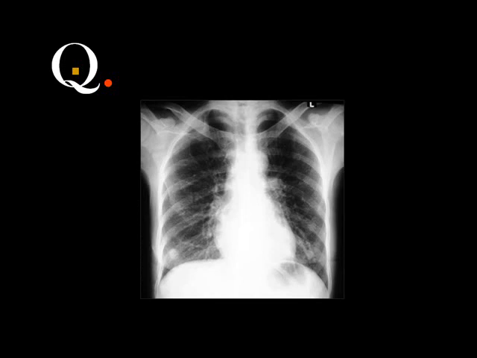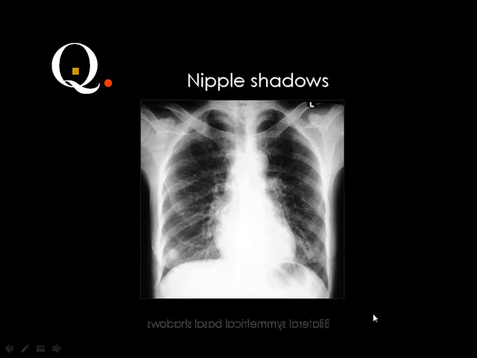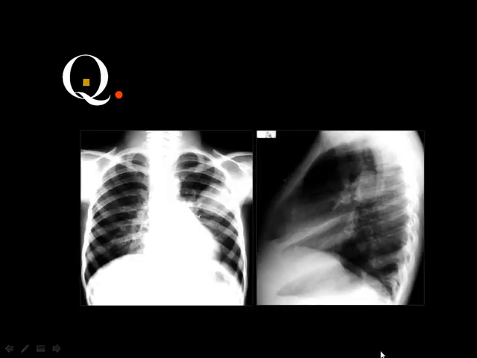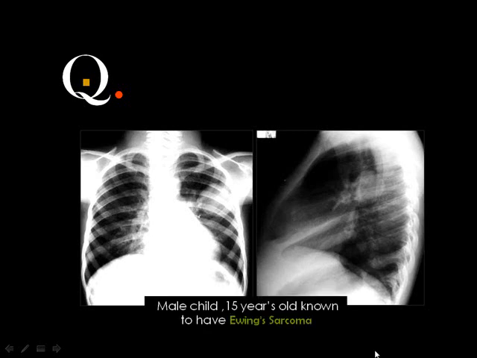Nodule mass batch cavity. Nodule. The diagnosis is metastasis. This one? This one? Okay, this is metastasis, solitary pulmonary metastasis. Very good. This is symmetric pulmonary basal nodules which represent nipple shadows. Okay. Nodule mass batch cavity. Mass. What do you think? CT. Okay. This is the 15 years old child with Ewing sarcoma.